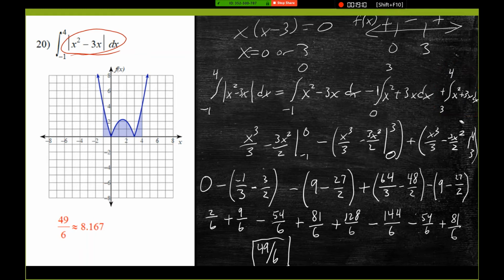Okay, then everything else is exactly the same as last time, where I integrate, adding 1 to the power and dividing by the new power for each term. And then plug in upper bound and subtract lower bound in order to get my answer. Any questions on this one?